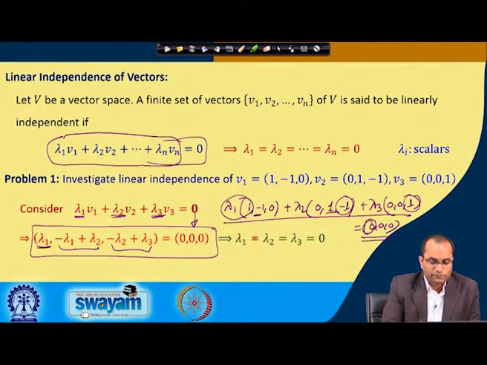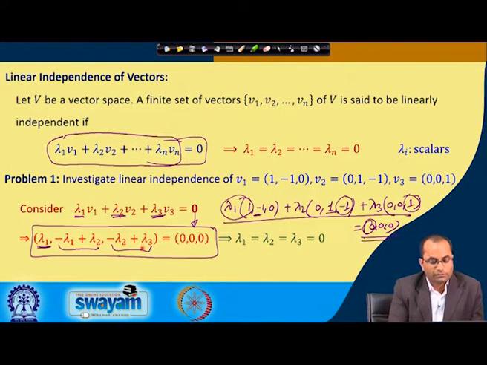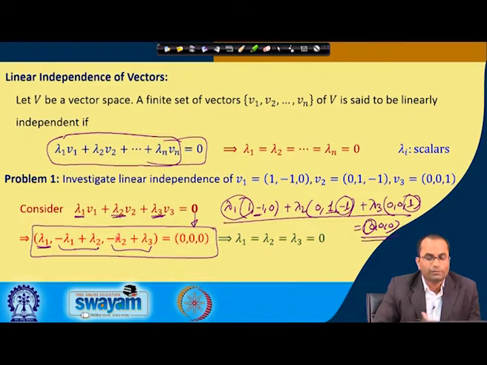So, here what we will observe is, because the first equation itself tells you lambda 1 is equal to 0, when lambda 1 is 0, lambda 2 is equal to 0, which comes from the second equation, and from the third equation, when lambda 2 is 0, we also get lambda 3 equal to 0. So, that is the only possibility we are getting here, a unique solution.